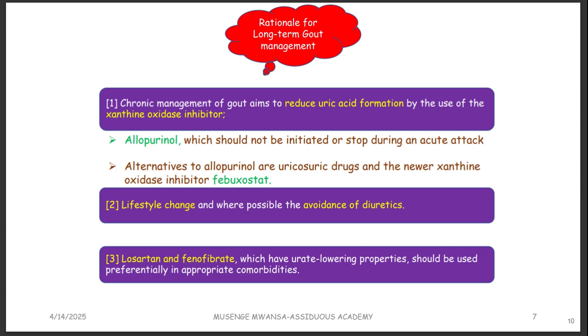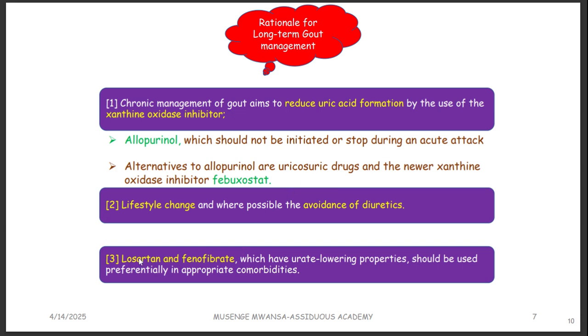Other things that we want to advise the patient is lifestyle changes where possible. Okay, the avoidance of diuretics also. Diuretics are drugs that cause the loss of fluid, so you want to avoid these drugs as well. If you are losing so much fluid, you end up precipitating the condition, becoming worse. Imagine you just end up removing fluid and then you are remaining with the crystals.